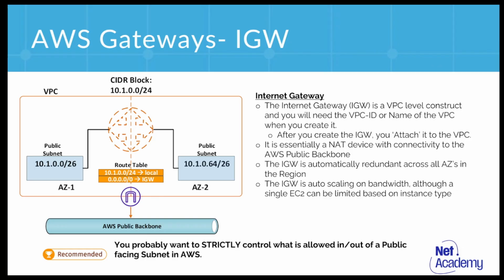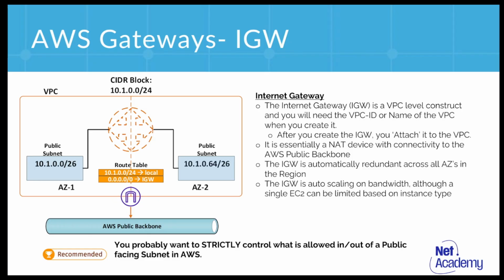This gets to my recommendation when it comes to IGWs and public subnets in particular. I want you to very strictly control what is allowed in and out of public-facing subnets. You're going to do this typically through security groups. Every EC2 instance that goes into a public subnet is going to have a very strict security group attached to it that only allows in the ports which that server is meant to listen to.